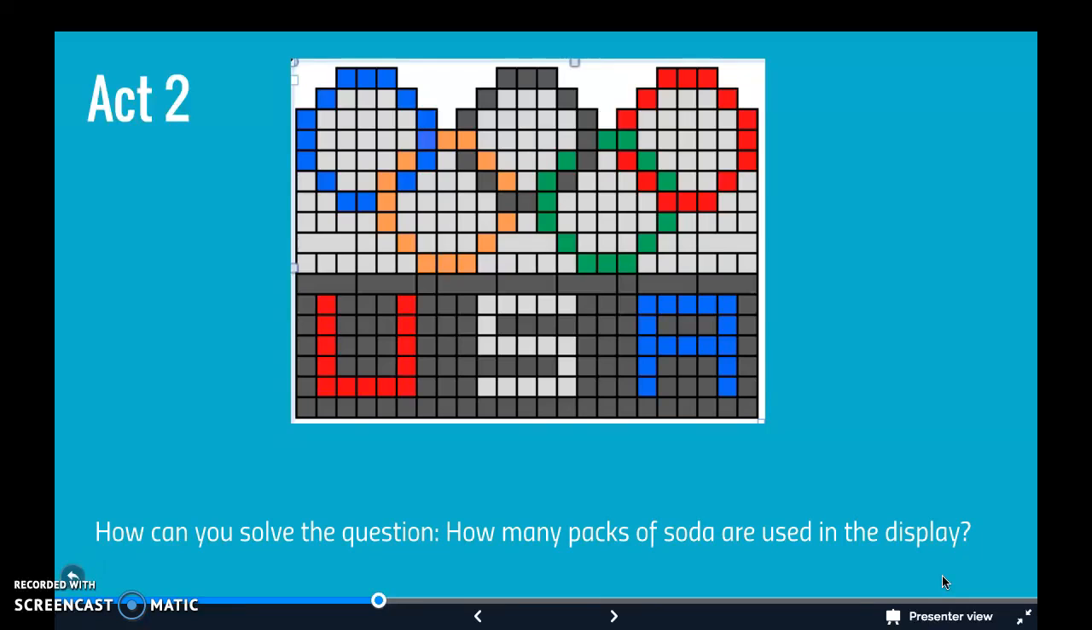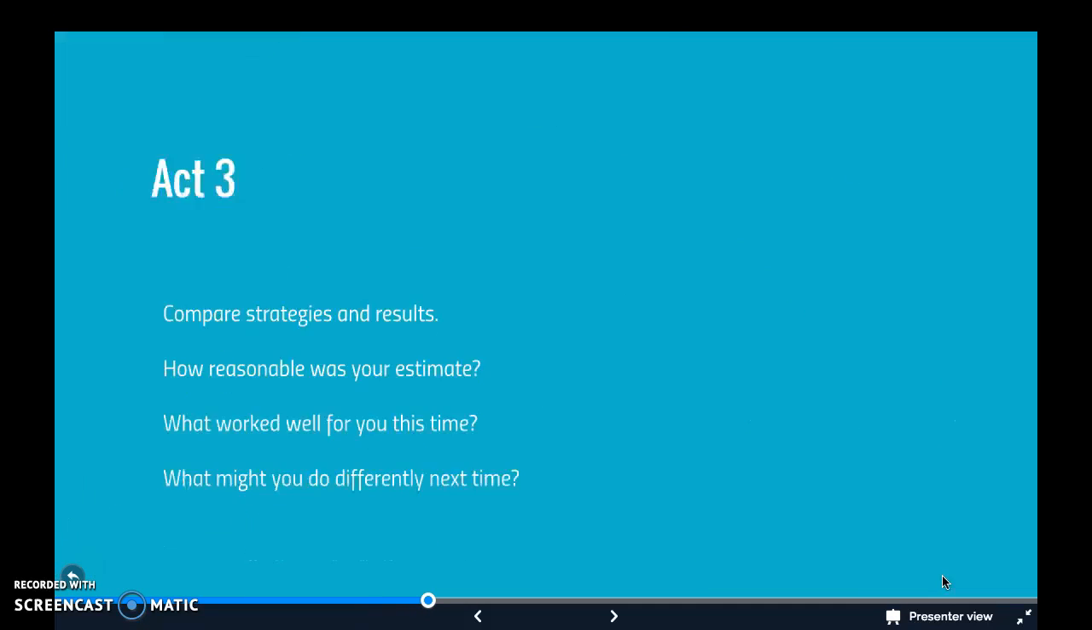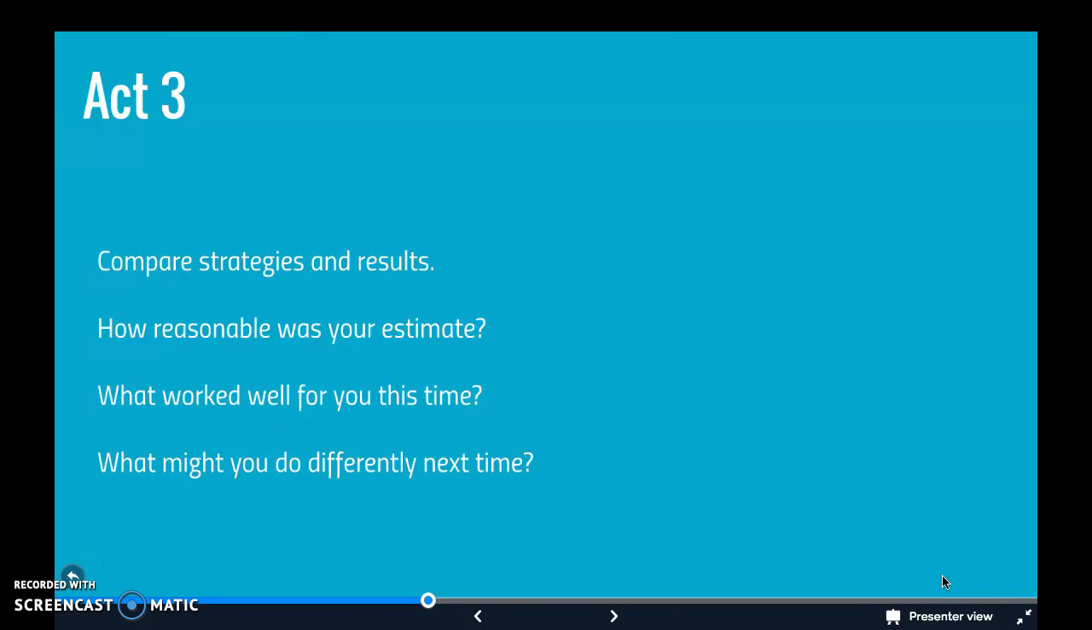This is where we wonder, how can we solve this question? And students work together or individually to come up with different strategies to solve the problem. In Act 3, we come back together and we compare our different strategies and results. This allows students to use a variety of strategies that they are most comfortable with. We talk about how reasonable your estimate was, what worked, and what you might do differently next time.